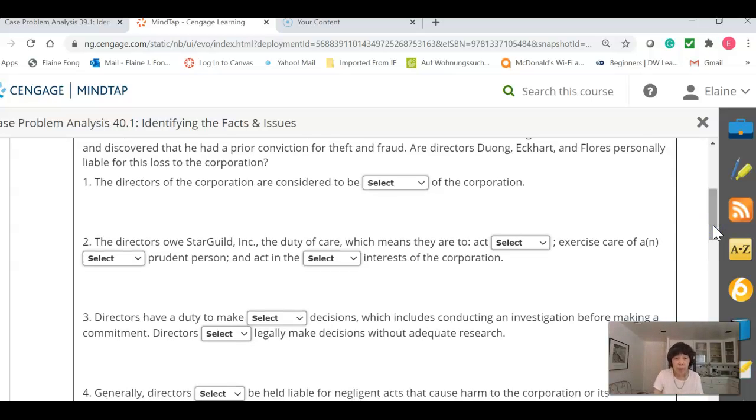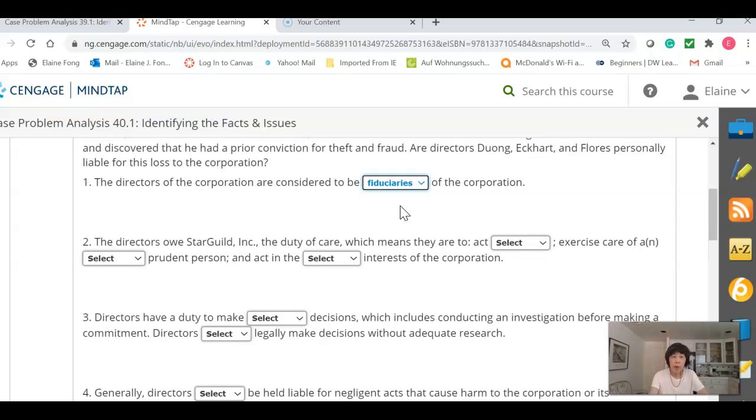The directors of the corporation are considered to be blank of the corporation. So which word fits best? Fiduciaries, officers, or trustees? This is a new term that we've been learning in the last chapter and in this current chapter, fiduciary. So let's insert that here. Yes, directors of a corporation are fiduciaries. What's that mean? It means that they act on behalf of the corporation and should put the corporation's interest before their own. Fiduciary.